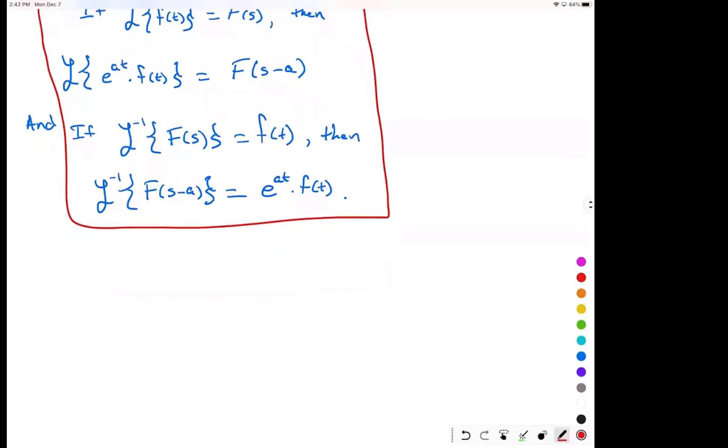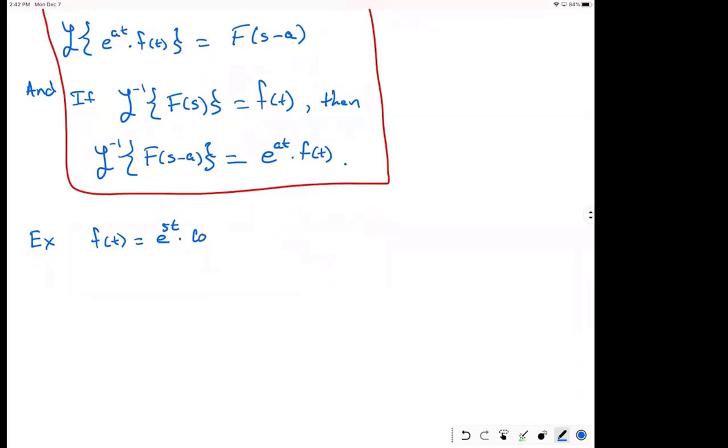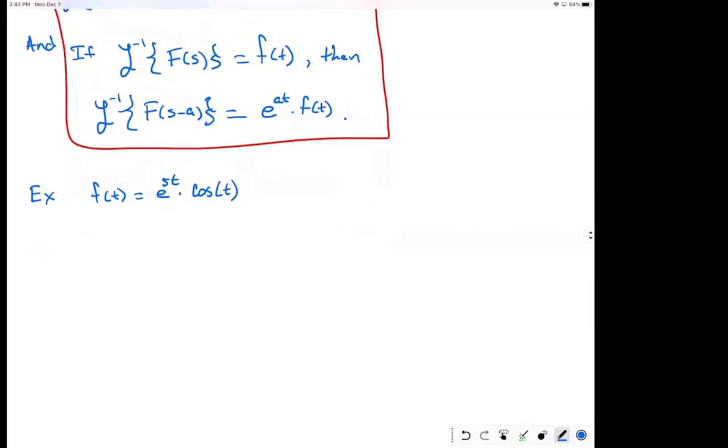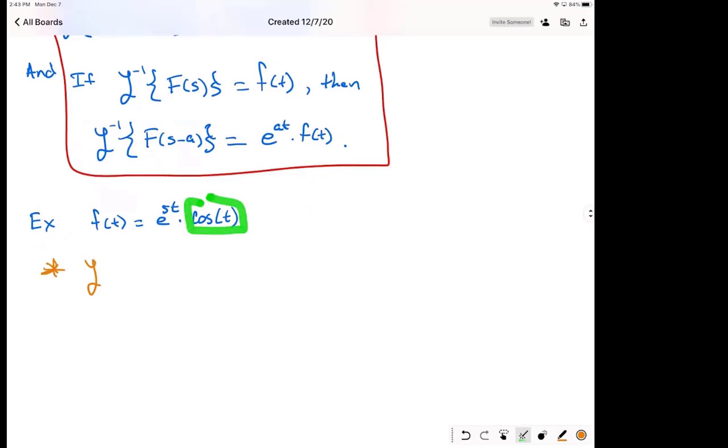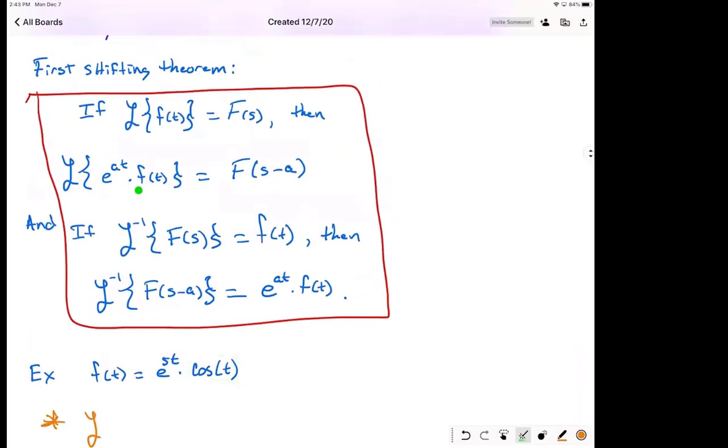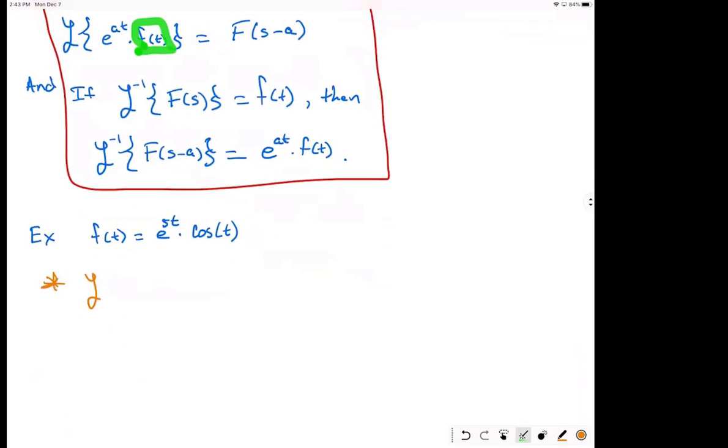So let's do an example. If I have a function f of t equals e to the 5t times cosine of t, so I look at my Laplace table. In my Laplace table, I find what this part is, not the whole f of t, but this part. That's why I said I look at what the f of t is.